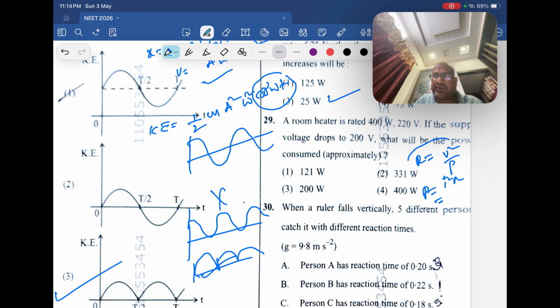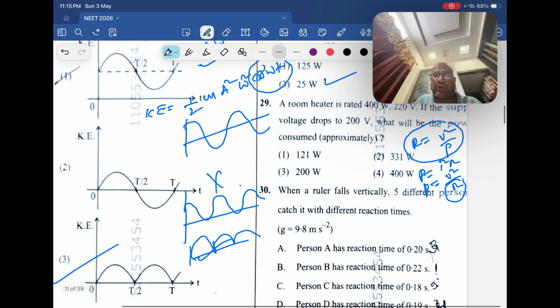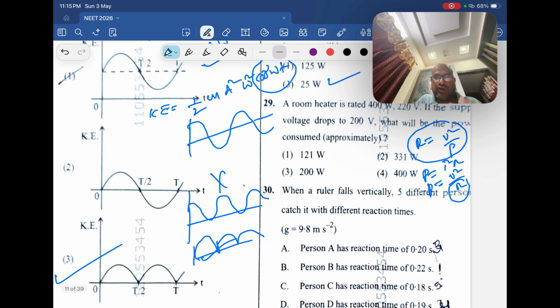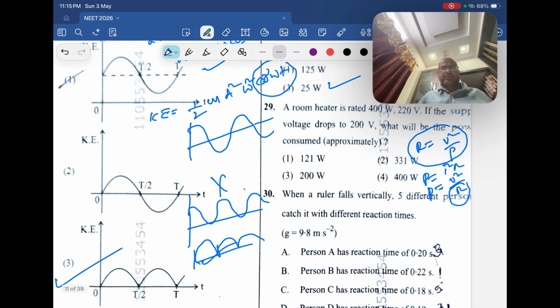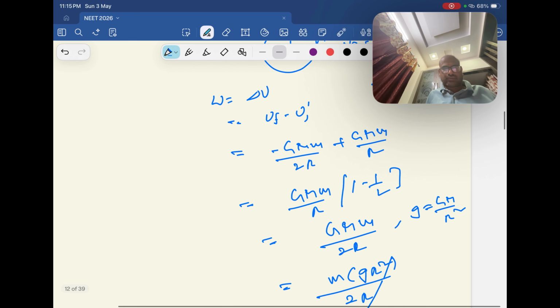From this, you can calculate the resistance. Resistance depends on the rated voltage, so the room heater is rated at 400 watt, 220 volts, and the resistance is constant. So you can use the formula V square by R, where R is constant, so power depends on the supplied voltage. If the supplied voltage drops to half, the power drops to 1/4. So 1/4 of 400 comes out to be 100 watts.